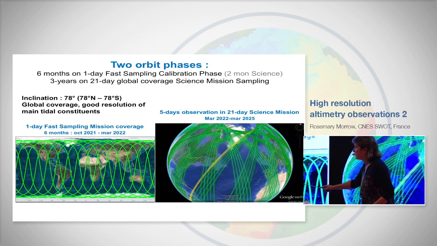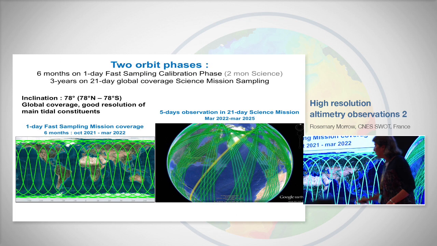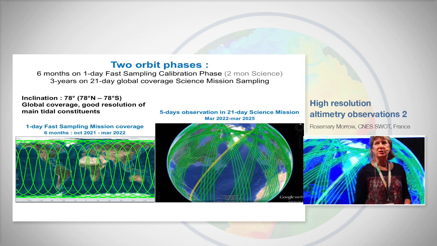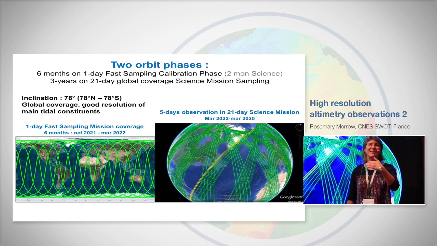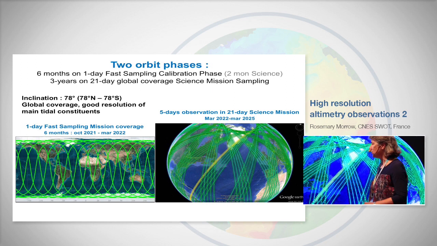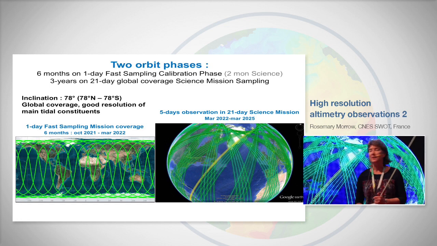And so you can see there's places in the Mediterranean, in the Californian Current, in the Gulf Stream, Agulhas, where you have crossovers, so you're getting two measurements per day. So it opens up a lot of perspectives to looking at the fast temporal evolution of these small-scale ocean structures, because for this period we will be getting a lot of information locally.